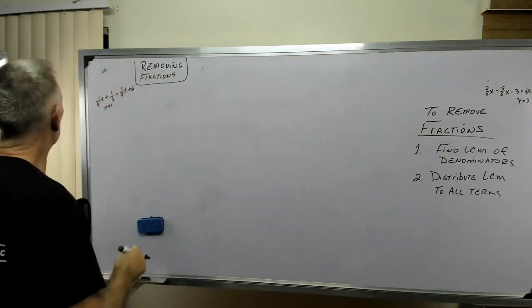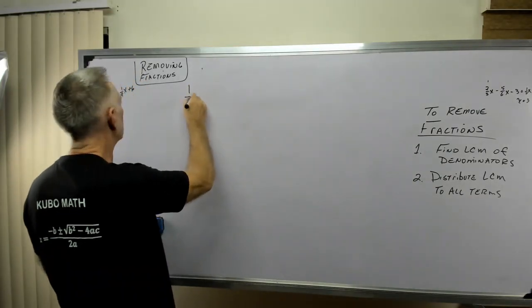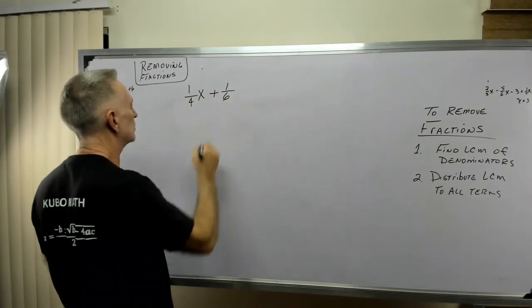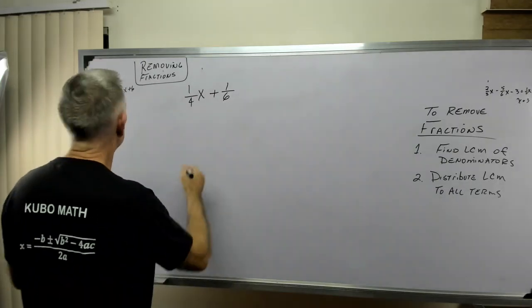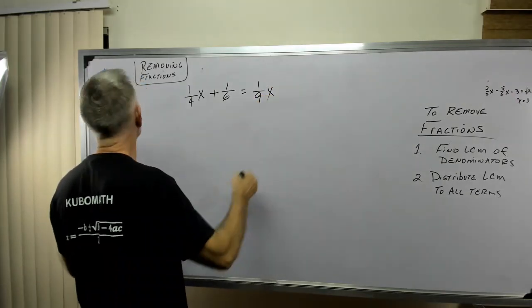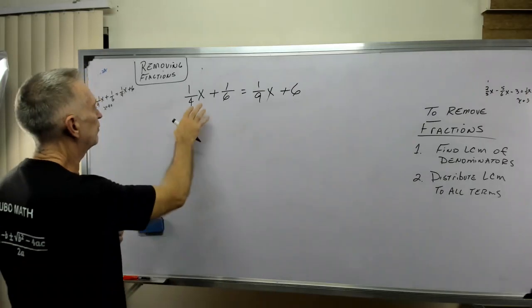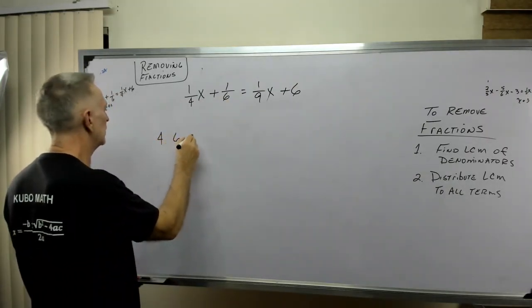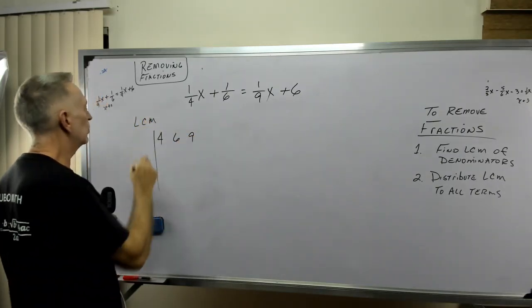All right, which one do we want to do here now? Well, this one's a little bit more complicated. 1/4 x plus 1 over 6. I say it's the same rules, but it's just more items to solve. Equals 1 over 9x plus 6. Oh, now we have 4, 6, and 9. Need to find the least common multiple within that.